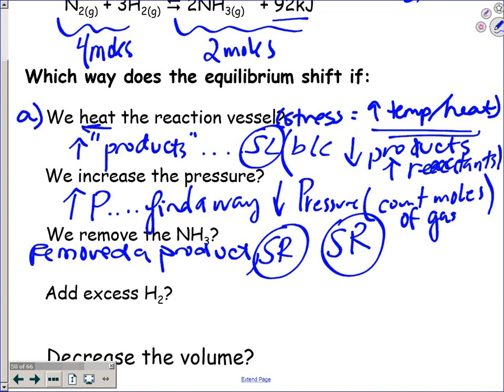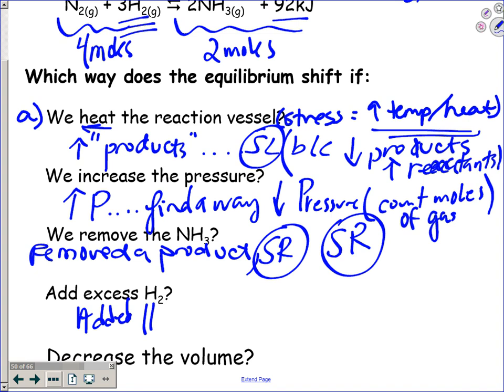Adding excess H2, where's that? Okay, so I've added, that's not right. This is the bells one. I don't know why they're back on. They haven't changed the schedule, whatever. We get out in 10 minutes.